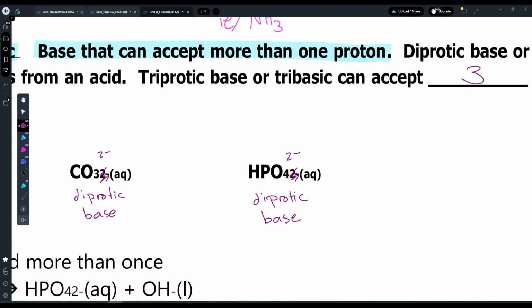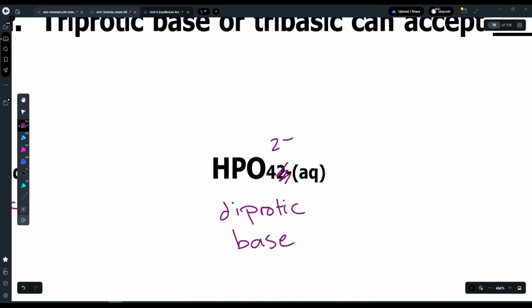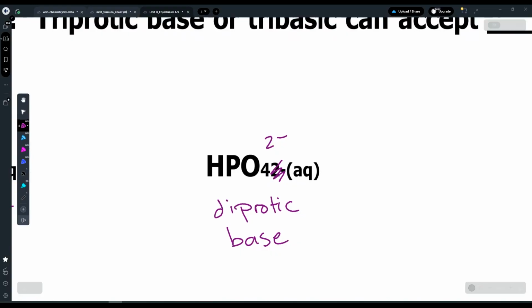Now, as we've discussed, some substances can be amphiprotic. They can act as acids or bases. So with hydrogen phosphate, yes, it is a diprotic base. However, since it does have one hydrogen, it could act as a monoprotic acid, although it's not incredibly likely that that would happen.